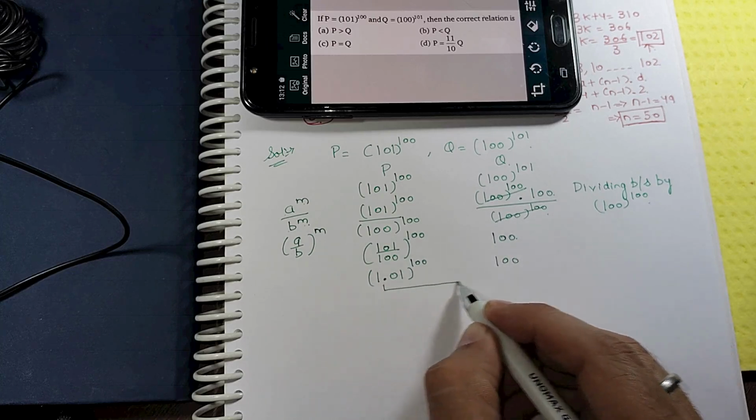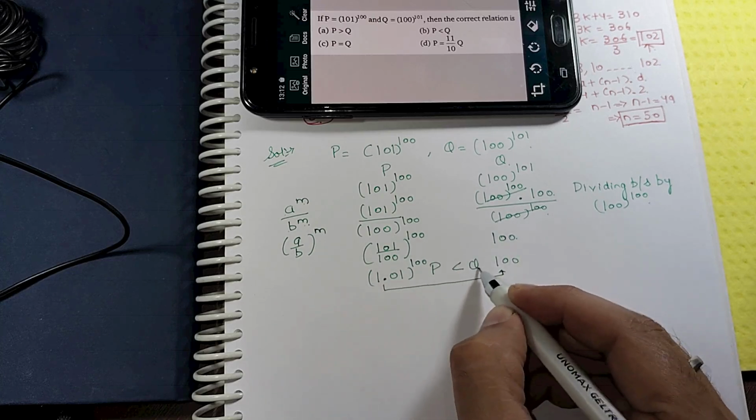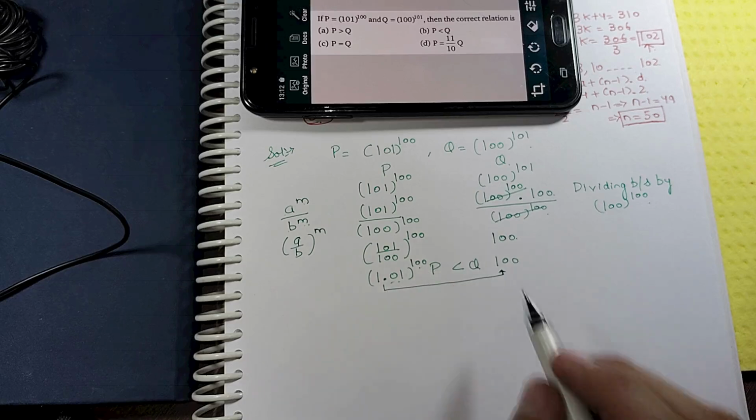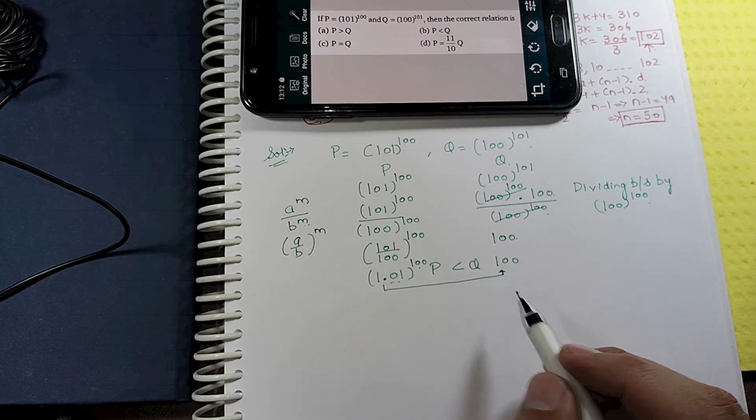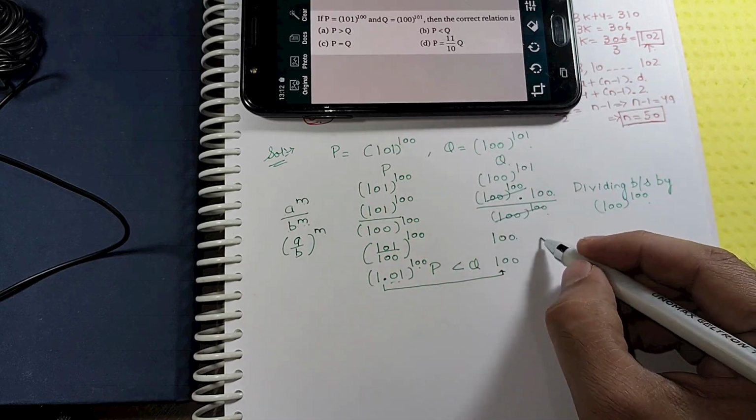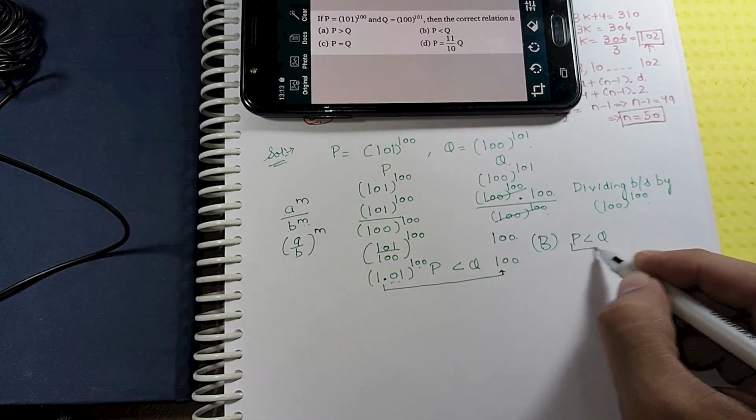Now I can clearly see that P is less than Q, that 1.01 raised to power 100 will be less than 100. So I can say that for this particular question, option B, P is less than Q, is the right answer.